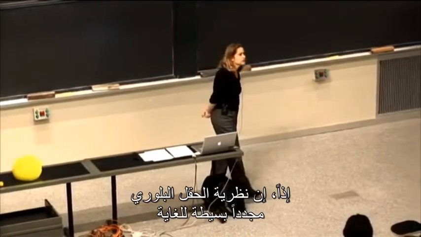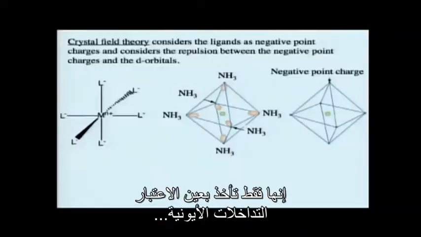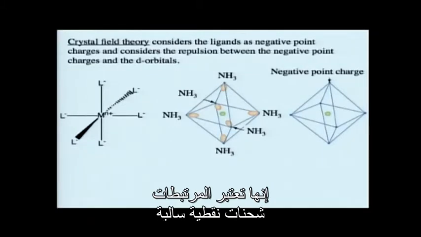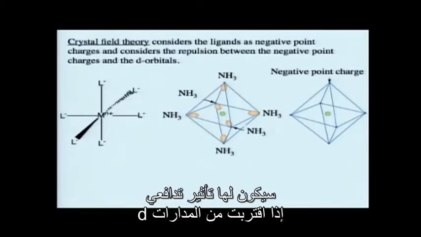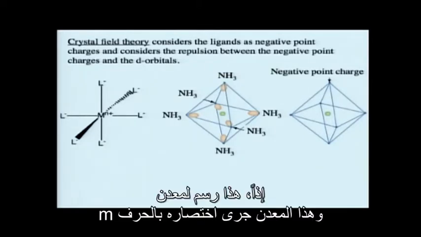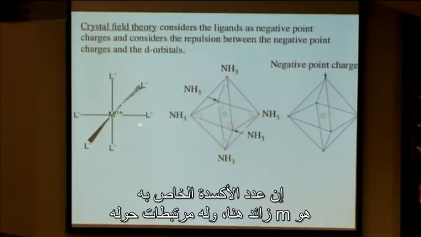So crystal field theory, again, very simple, is just considering the ionic interactions. It considers the ligands as negative point charges. And so the basic idea is that ligands, which are negative point charges, are going to have repulsive effects if they get close to the d orbitals. So here is a drawing of a metal, abbreviated M. Its oxidation number is N+ here, and it has ligands all around it.